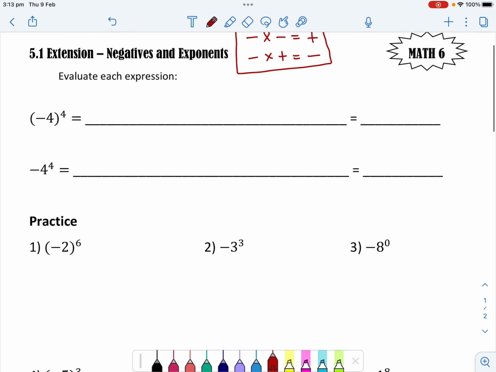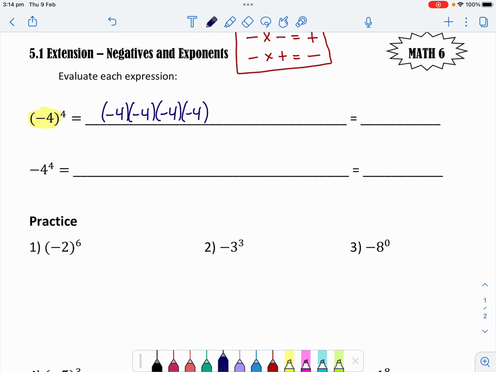So in these first two, you can see I have very similar expressions, but one has parentheses and one does not. The expression that includes parentheses, so this one right here, means that the negative is included in those parentheses. So when I write out my expanded form, which is what I'm going to do first, that negative is going to be present on each of the factors that I write. So negative 4 to the fourth power is going to be negative 4 times negative 4 times negative 4 times negative 4.